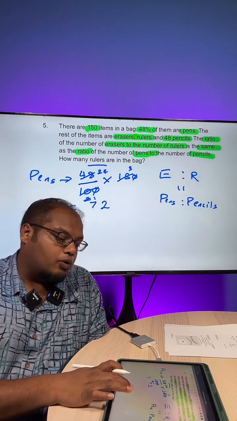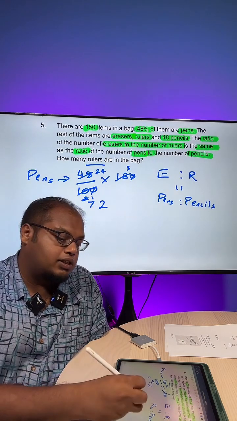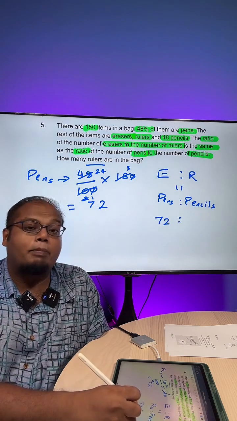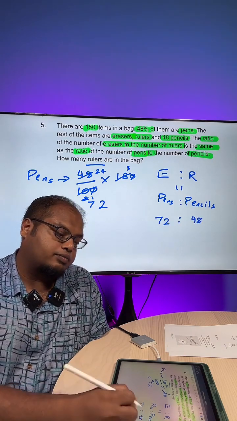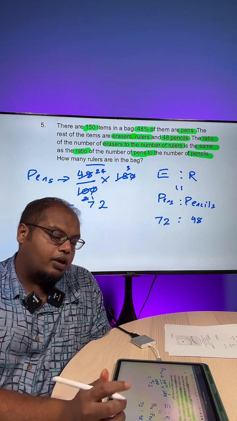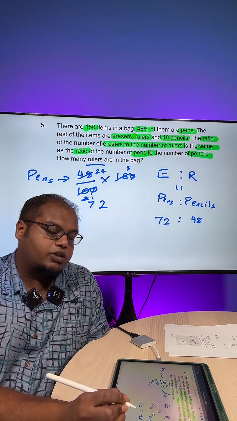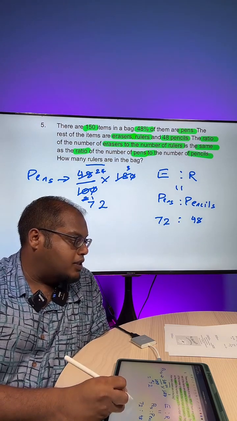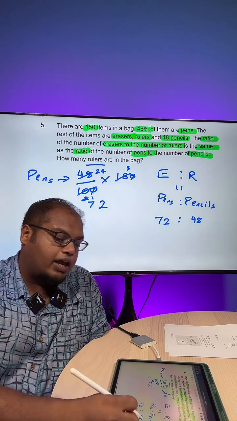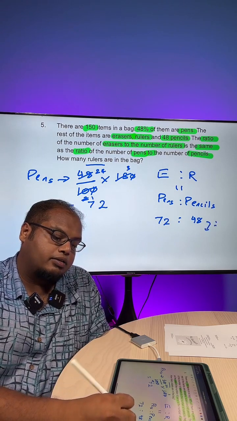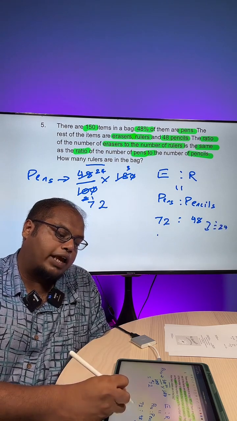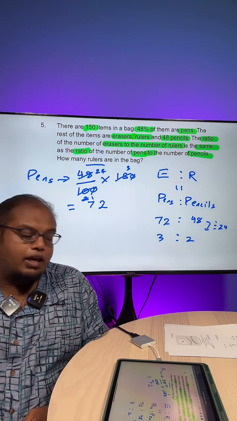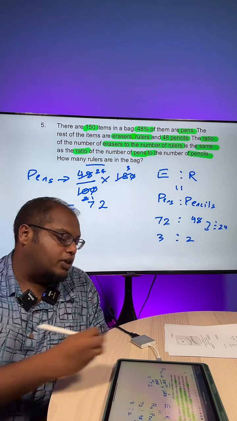Now we can form the ratio of pens to pencils, because we know our pencils are 48. So 72 to 48. In simplest form, I can divide by 24 and I will get 3 is to 2.